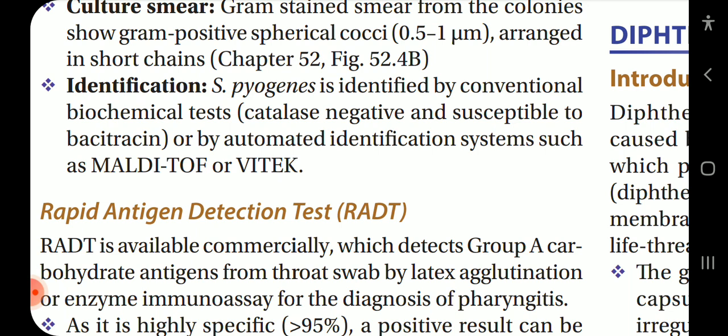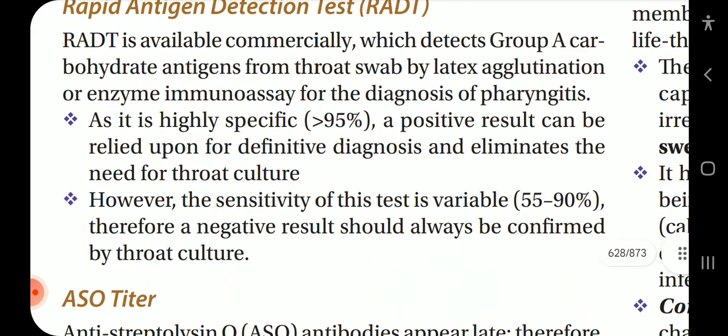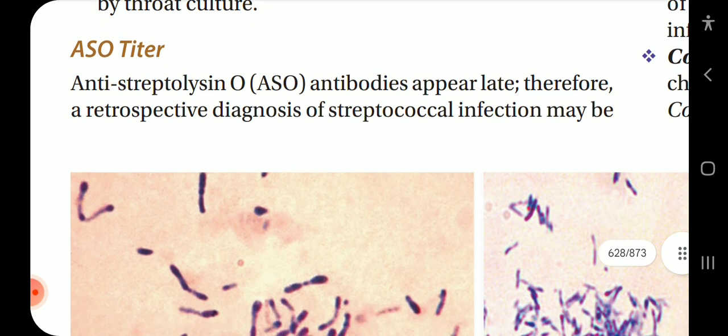Rapid antigen detection test, RADT. RADT is available commercially, which detects group A carbohydrate antigen from throat swab by latex agglutination or enzyme immunoassay for the diagnosis of pharyngitis. As it is highly specific, more than 95%, a positive result can be relied upon for definitive diagnosis and eliminates the need for throat culture. However, the sensitivity of this test is variable, 55 to 90%. Therefore, a negative result should always be confirmed by throat culture.